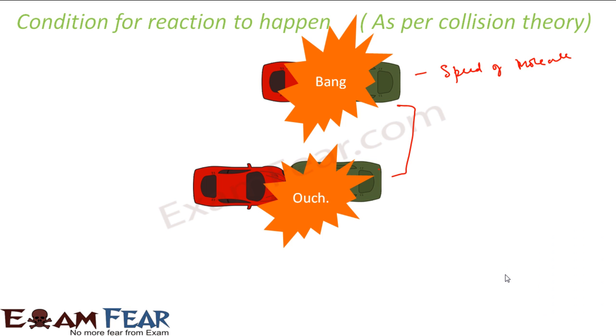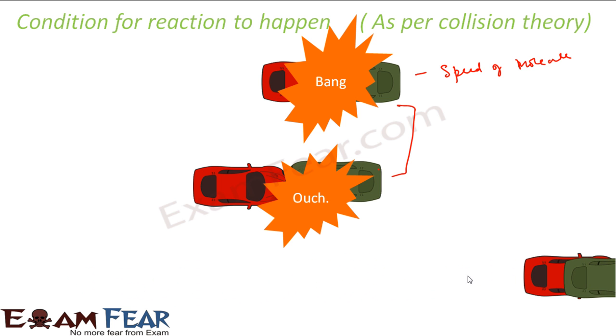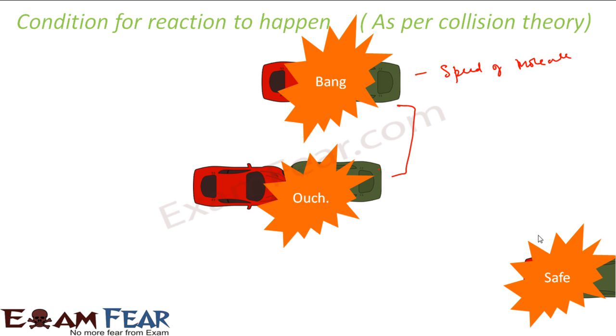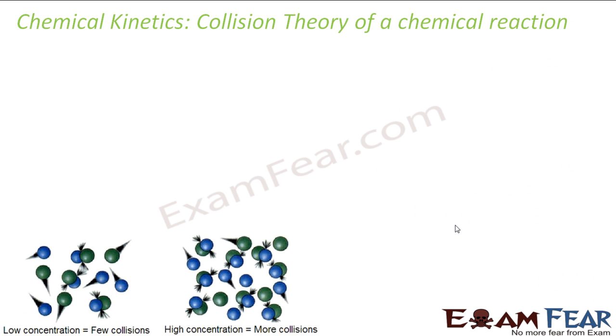Also with speed, if you see, the orientation also matters. If you see the orientation, right? The orientation and the angle at which they are reacting. So they came up with this concept of orientation also. Orientation of collision. And this theory is called collision theory, where they're saying that for an effective collision to happen, the speed of the molecule is important and the angle at which they are hitting is also important.